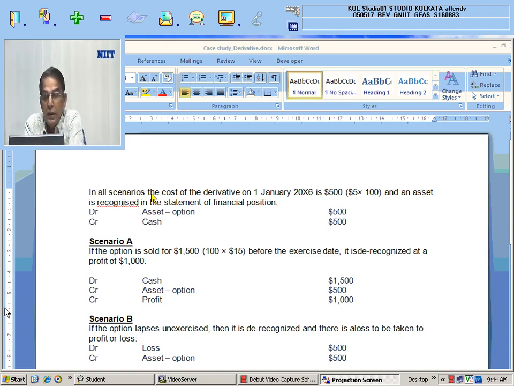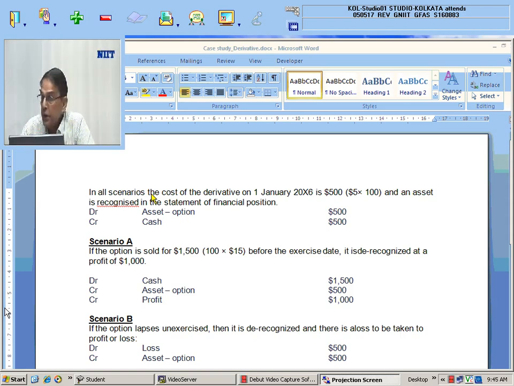First scenario is if the option is sold for $1,500. Remember, before the exercise date, ABPLC sold the option contract to another buyer, charging $15. That was the price it charged. The price of that option contract went up in the market, so ABPLC was able to sell that option contract, for which it paid $5 per unit of the underlying as premium. Now they could sell it to another buyer at $15 per unit of the underlying. So the option was sold for $1,500, $15 into 100, before the exercise date.